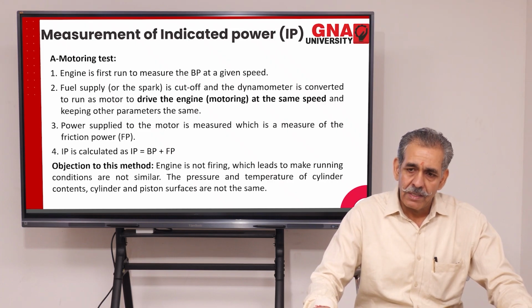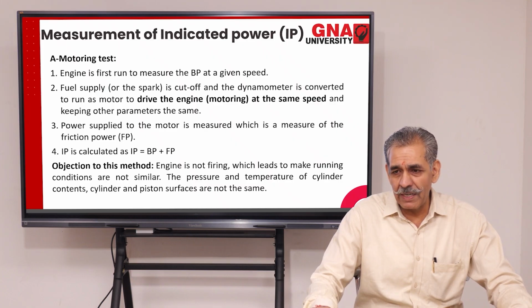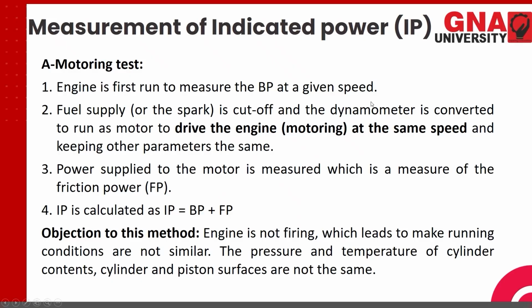Now next, there is measurement of indicated power. As we already know, indicated power is the power produced inside the cylinder. Here we use different methods to measure indicated power. The first method is the motoring test. As the name suggests, the engine is made to run as a motor. That means there will be no burning of the fuel here. So you can read the procedure.